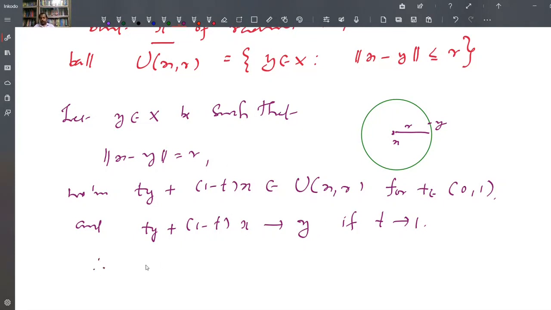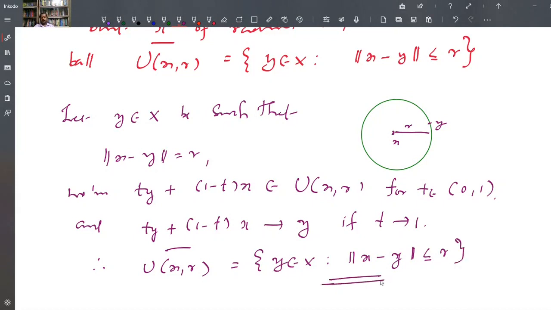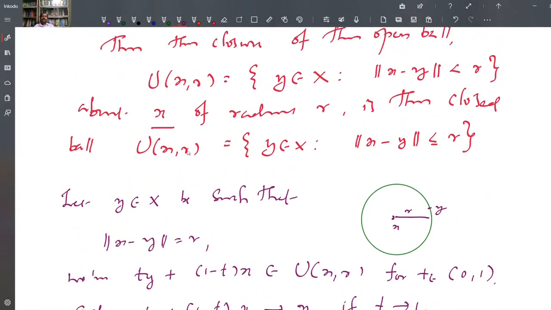Therefore, U(x,R) closure is the set of all y in X such that norm of x minus y is less than or equal to R. So U(x,R) closure is the closure of U(x,R).